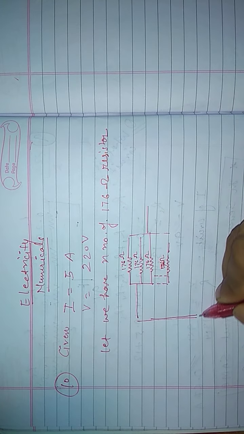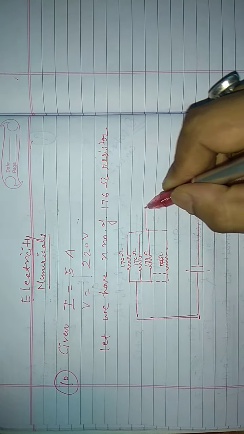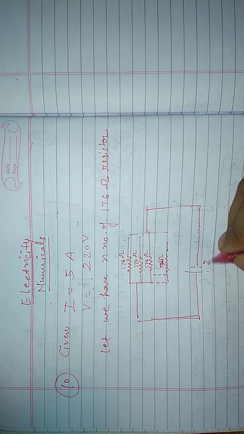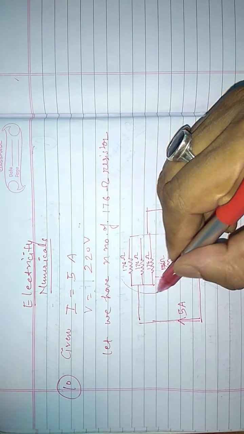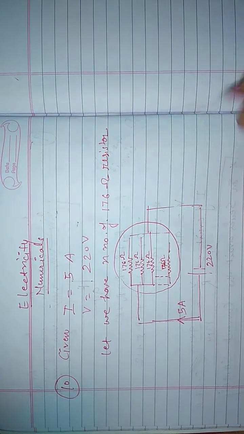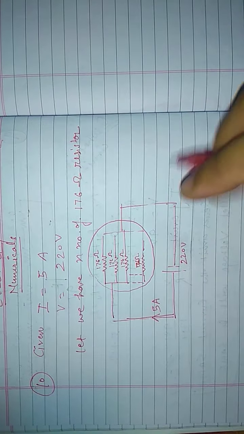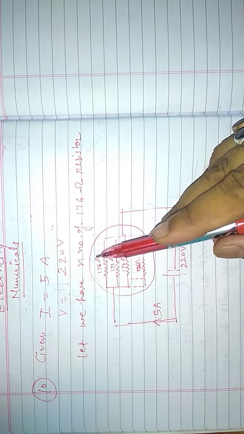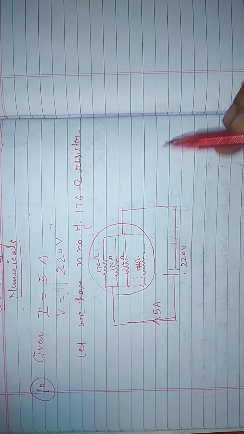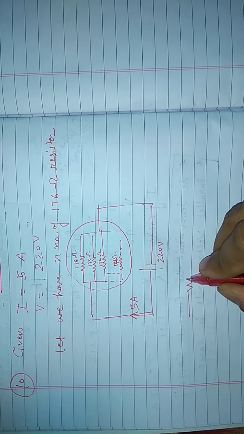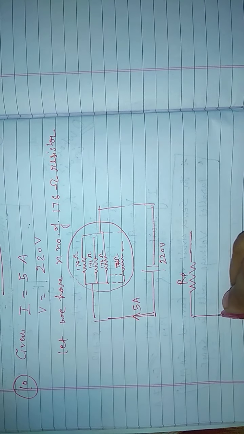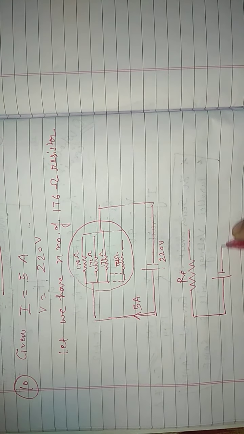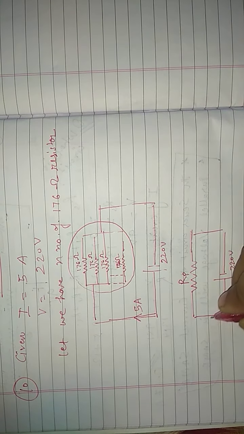This is the circuit. This is 220 volt and the current is 5 ampere. This is the basic concept. We have to find the value of this: how many resistors? If we replace all these resistances with a single resistance, let this be a single resistance R parallel. This is the current I, 5 ampere, and this is 220 volt.